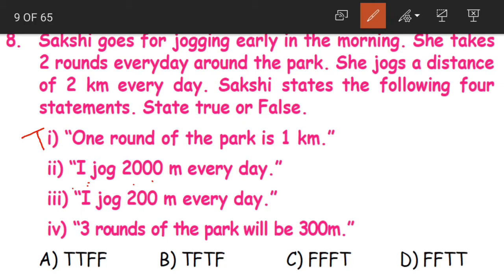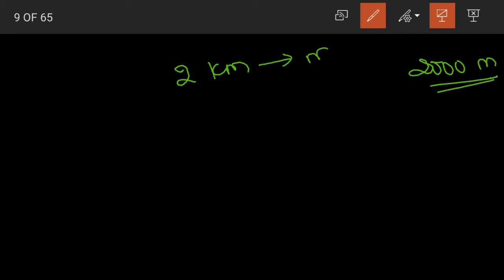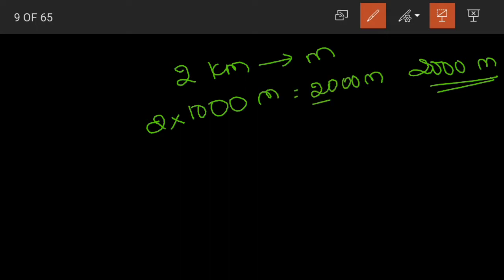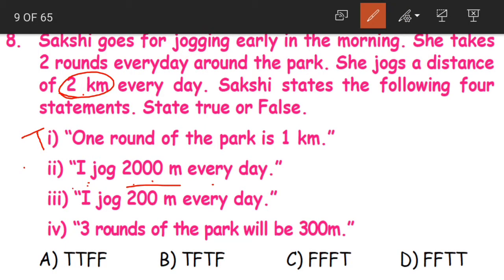I jog 2000 meters every day. Our Sakshi here jogs 2 kilometers every day. But what is given in the statement? That she jogs 2000 meters. So first let us convert this into meters. How do we convert? Multiply by 1000. Yes, 2 into 1000 is equal to 2000 meters. Yes, it is the same as given in the question. Sakshi jogs 2000 meters every day. So our statement 2 also becomes true.